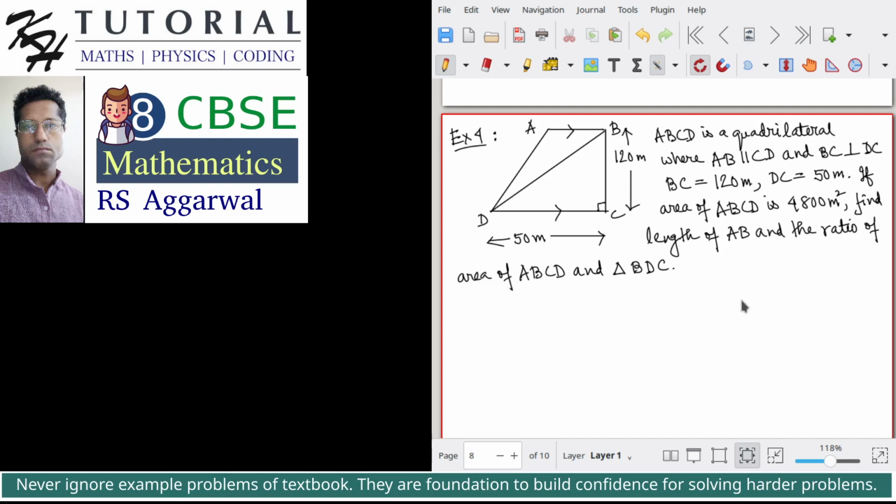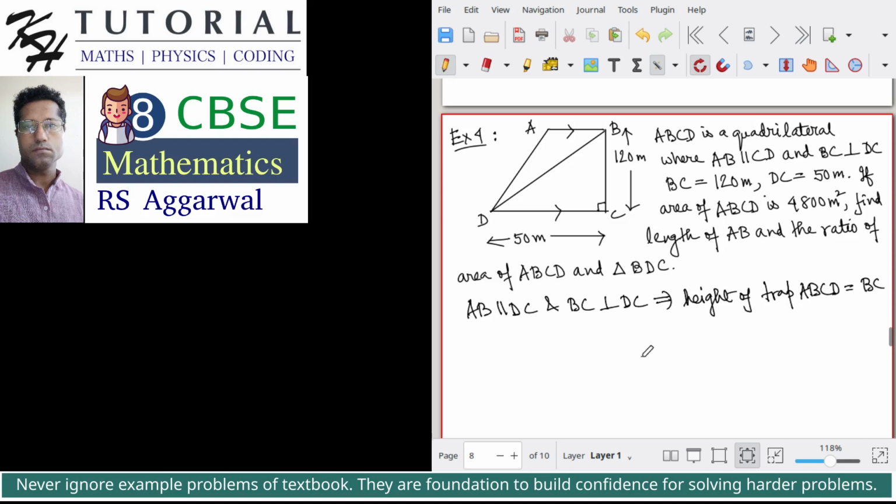So clearly ABCD is a trapezium where AB and DC are the parallel sides, and of course BC is the altitude. Since BC is perpendicular to DC, it is also the perpendicular distance between the parallel sides AB and DC. So we know that AB is parallel to DC and BC is perpendicular to DC, which implies the height of trapezium ABCD is equal to BC.